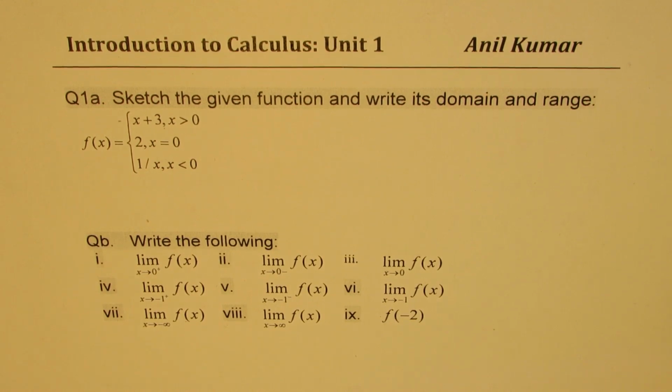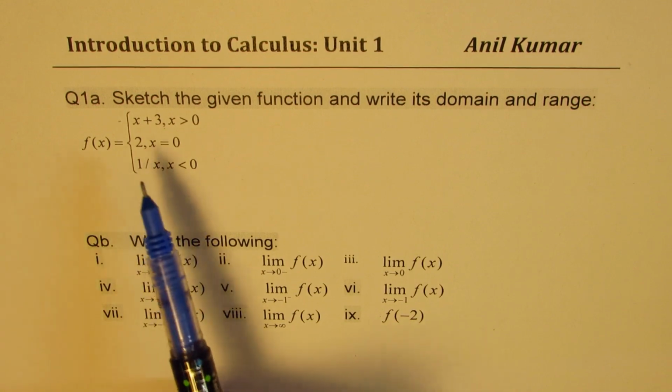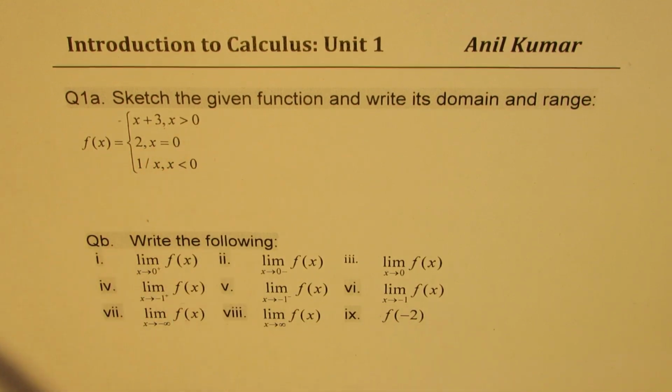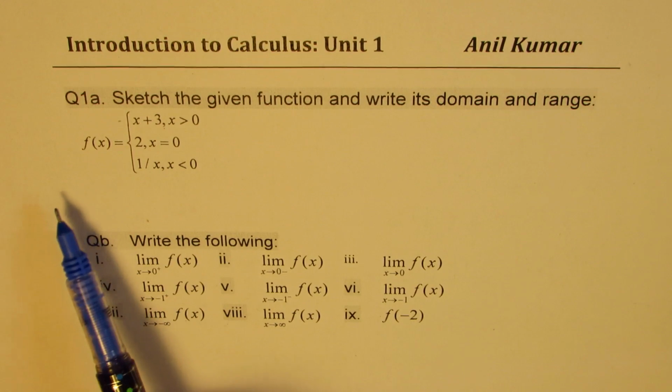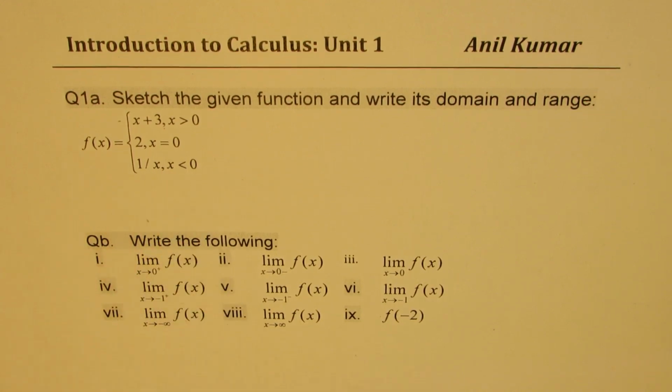f of x is a piecewise function which is equal to x plus 3 for x greater than 0, equal to 2 for x equals 0, and 1 over x for x less than 0. Part B is, write the following: limit of the function as x approaches 0 from the right side, limit of the function when x approaches 0 from the left side, limit of the function when x approaches 0, then limit of the function when x approaches minus 1 from the right side, left side, and minus 1 as such.